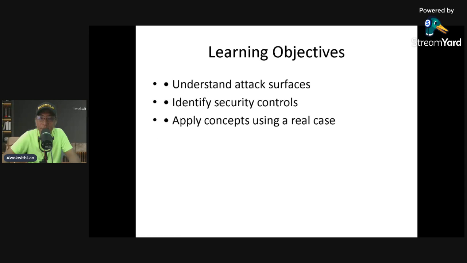Okay, so these are the learning objectives that we have. First of all, understand what attack surfaces are, identify social engineering and physical and data controls, analyze real security scenarios, and apply concepts using the Baypoint Ridge security case.